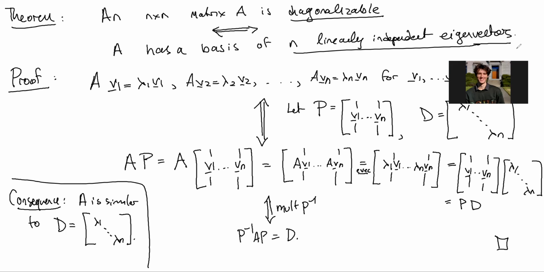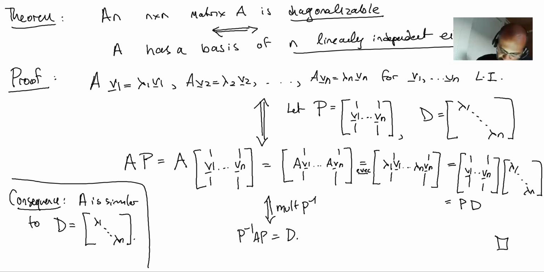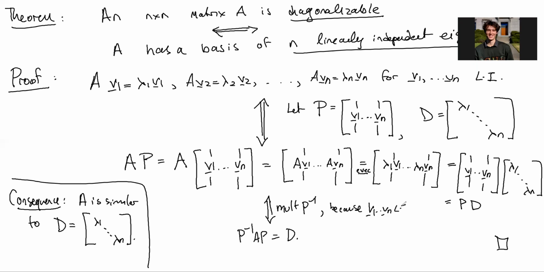Can we trust that P is always invertible? Yeah, good question. Why is P invertible? I mean, the vectors that make it are linearly independent. Exactly, yeah. So if you didn't have linearly independent vectors, you wouldn't be able to do the last step, and this wouldn't work. So that's the general theorem concerning diagonalizability.